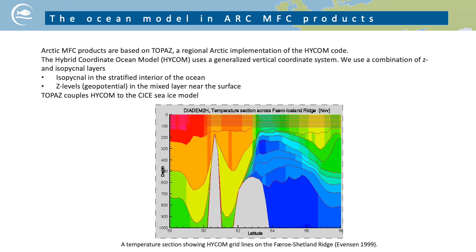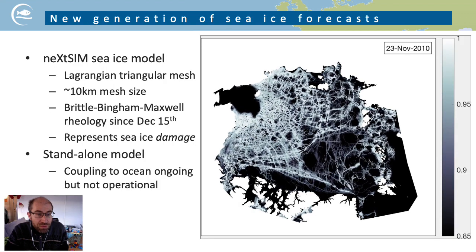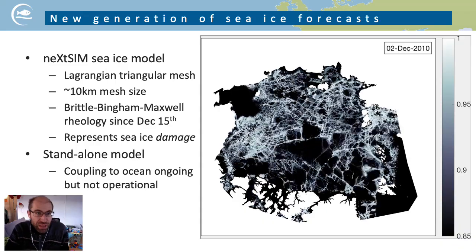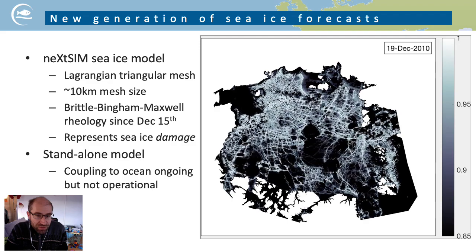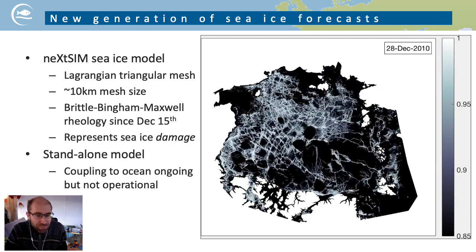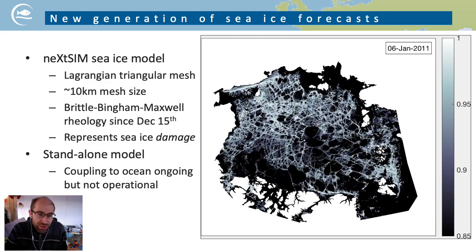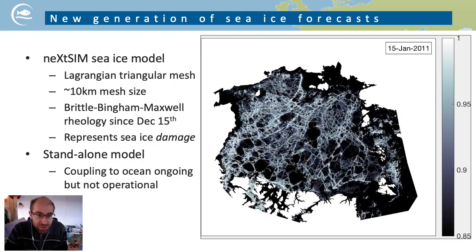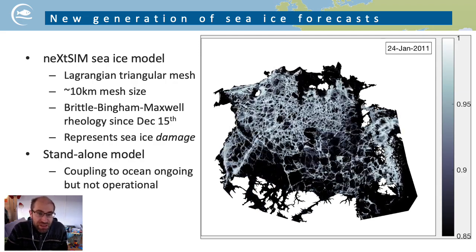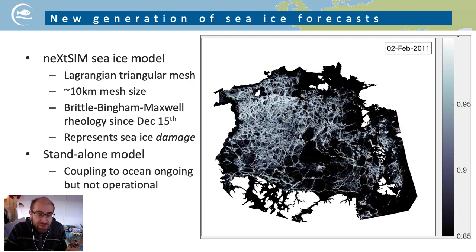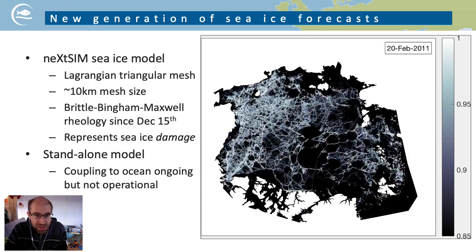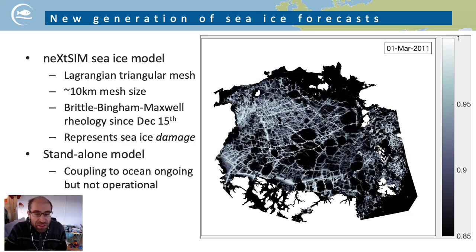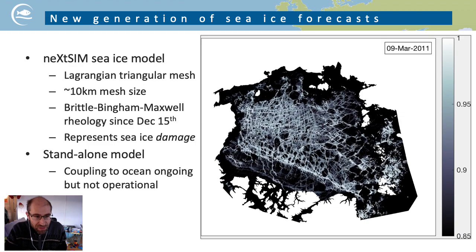But we don't only use the CICE model, we have another sea ice model. We are also using a new generation of sea ice forecast model, the neXtSIM model, which is using a Lagrangian triangular mesh with a 10 km mesh size. It is using the brittle Bingham-Maxwell rheology, and this rheology is meant to reproduce the sea ice damage. The damage are the lines that you see on this animation here. It's the result of winds and ocean forcing on the sea ice, and when the sea ice breaks, then it is moving along these lines of damage.